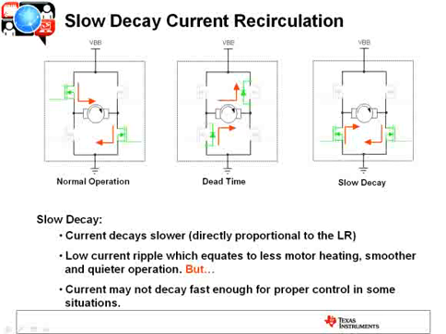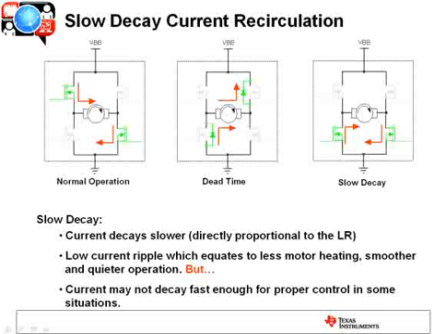If you look at the third H bridge, the slow decay there, you've turned on the 2 low sides, current is recirculating through the low sides, it's a low resistive path. What you get in slow decay is low current ripple. It's going to decay fairly slowly. It's directly proportional to the inductance and the resistance of that system. So the lower the ripple, that equates directly to less motor heating, much smoother and quieter operation.